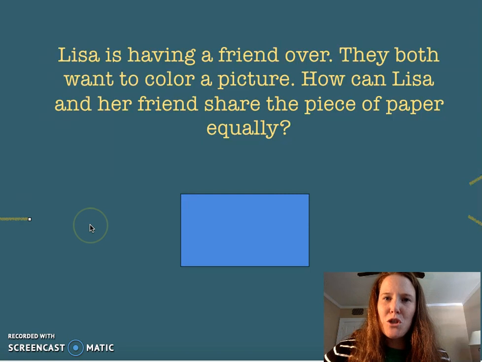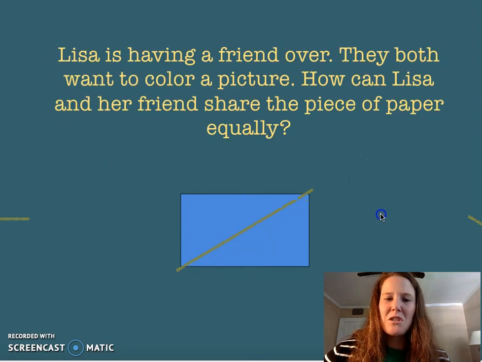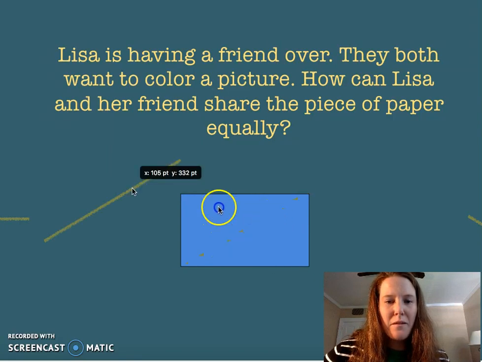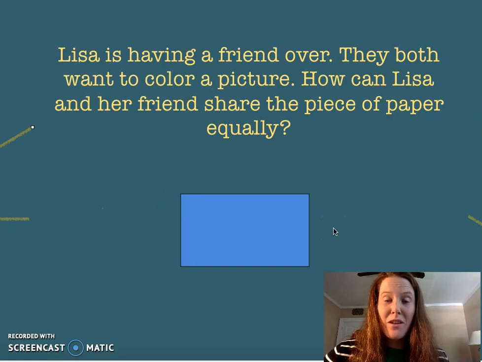Now it gets a little more tricky. Can you show me another way that we could partition our shape equally? Good job. Here is my other way to partition my shape equally. Here's one side for Lisa and one side for her friend. Good job. Can you think of another way? One more. Think really hard. What's another way I could partition this shape equally?